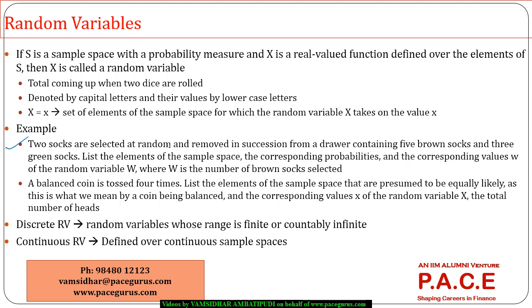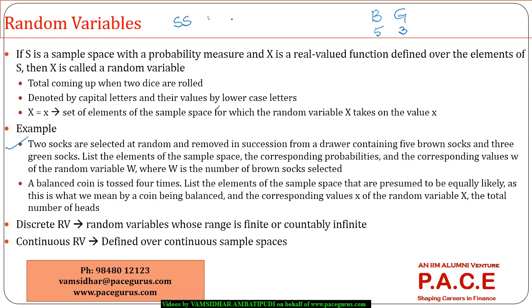2 socks are selected at random and removed in succession from a drawer containing 5 brown socks and 3 green socks. So I am taking 2 of them at random. List the elements of the sample space. So what are the elements of the sample space here?